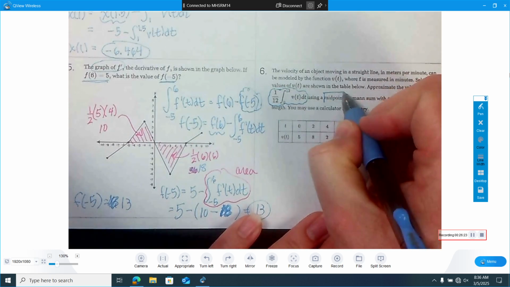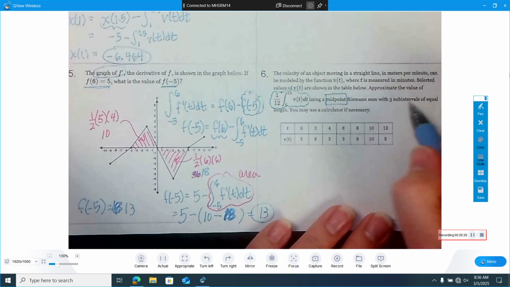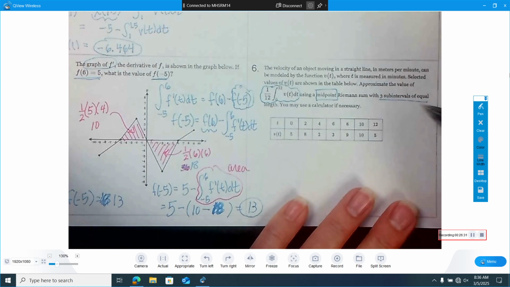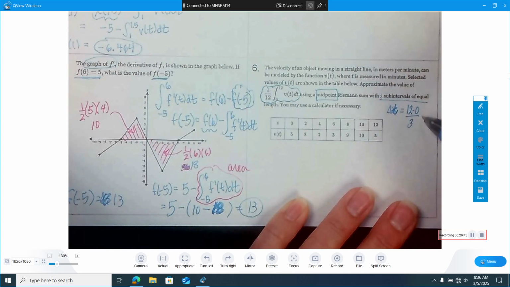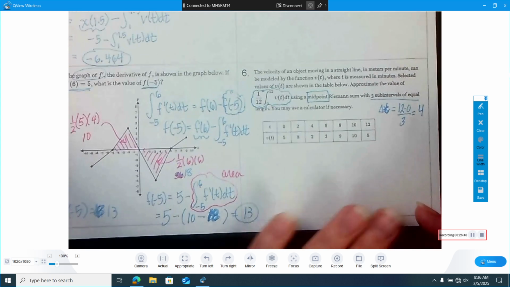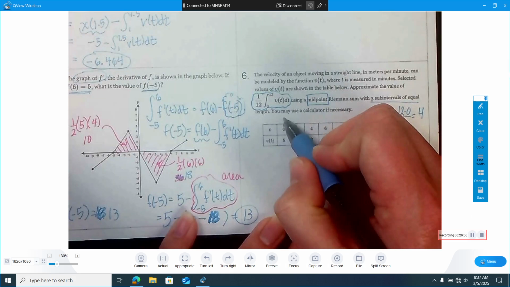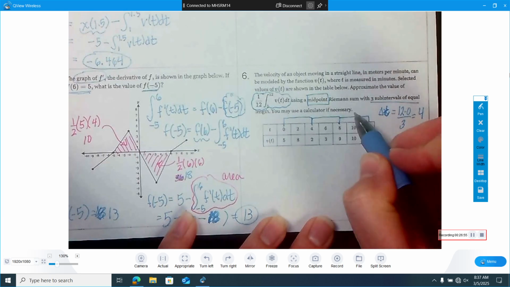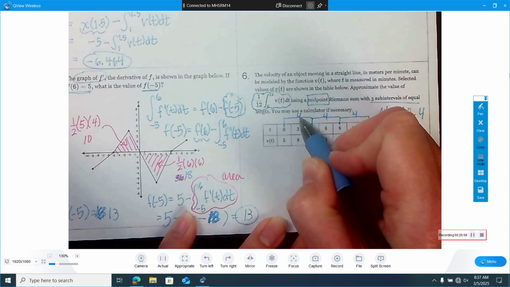Using a midpoint Riemann sum with 3 subintervals of equal length. All right, if we're doing 3 subintervals of equal length, what is our change in t? Well, the interval is 12 minus 0, and we want 3 subintervals, so how long is each interval? 4. All right, so we're going to go from 0 to 4, 4 to 8, and then 8 to 12, so those all have a width of 4.